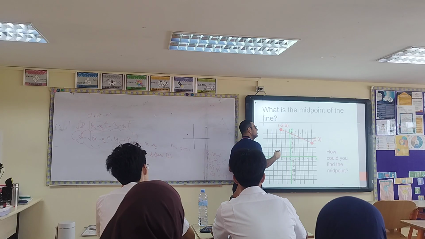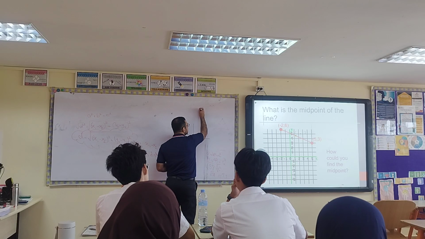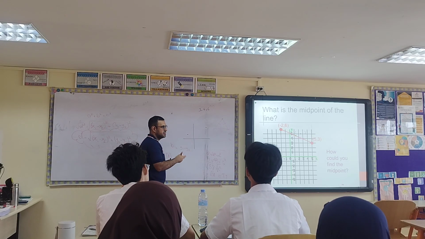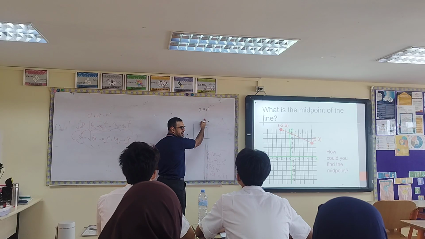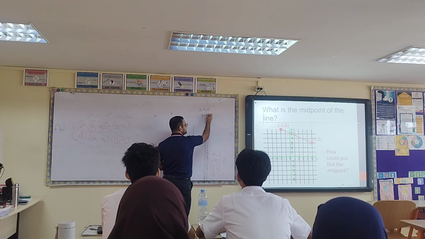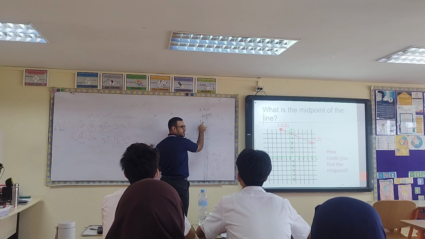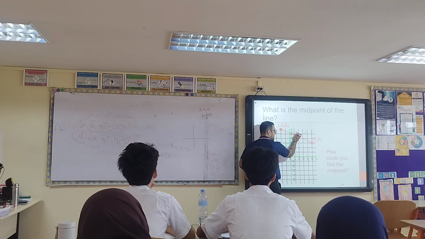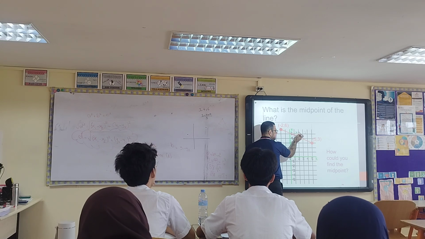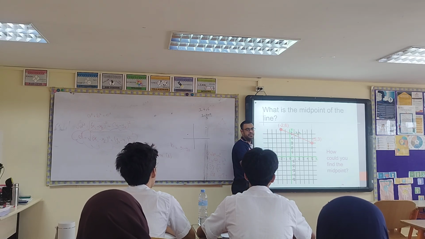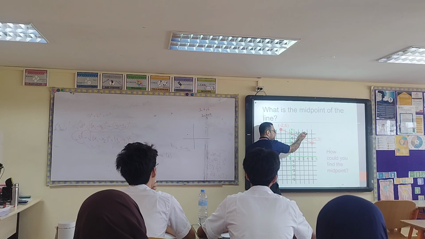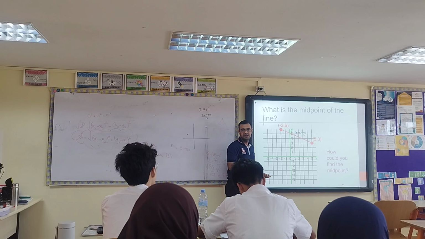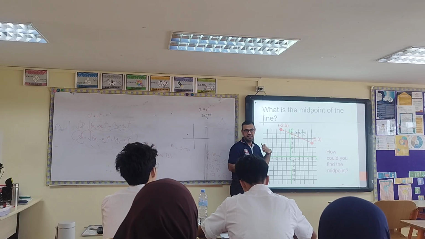Okay, but no, in general, what is the average? If I have three numbers, like 3, 4, and 6, what is the average of those numbers? How can I find the average? Plus them and divide by their number, right? So 3 plus 4 plus 6 divided by 3. 1, 2, 3, right? Here for x, what is the average of x? It's x1 plus x2 divided by 2, right? And for y, y1 plus y2 divided by 2. This is the average. And this is the midpoint. That's the formula for midpoint.